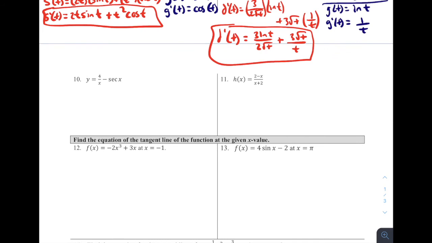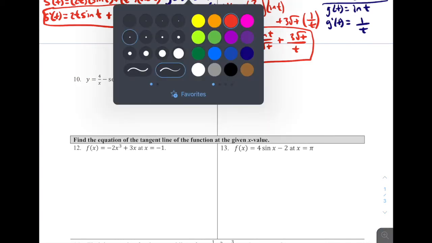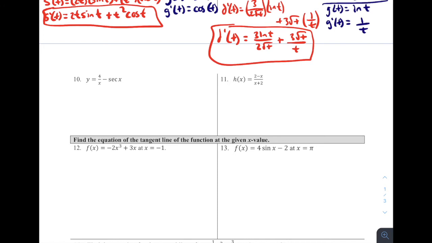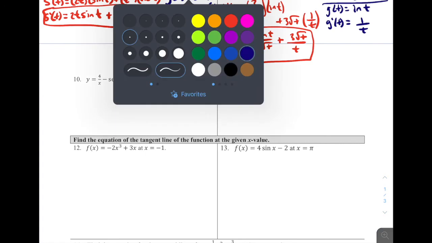Looks like another one where we can rewrite this first term in order to take the derivative of it. So the pre-work, I'm going to rewrite first. y is going to equal 4x to the -1 power, and we're subtracting that secant x. Now it's set up that we can use the power rule.